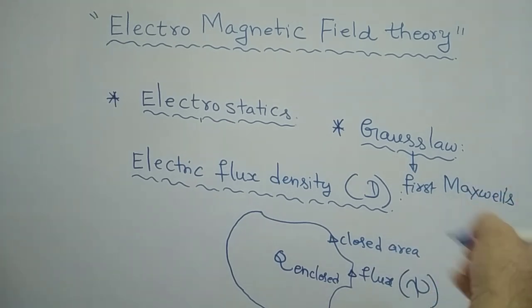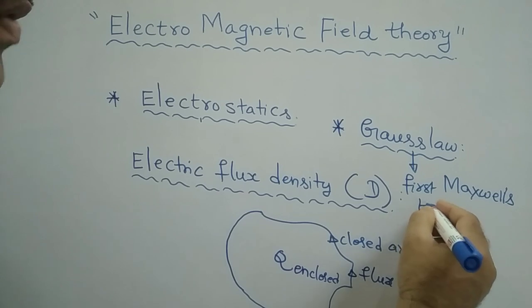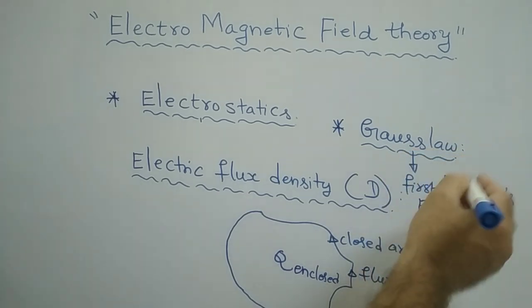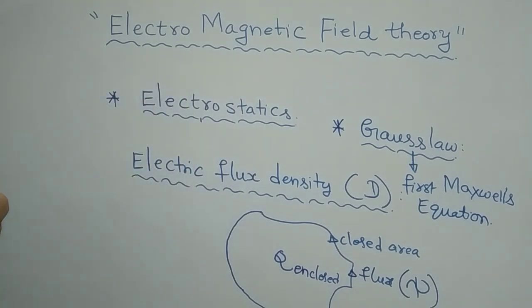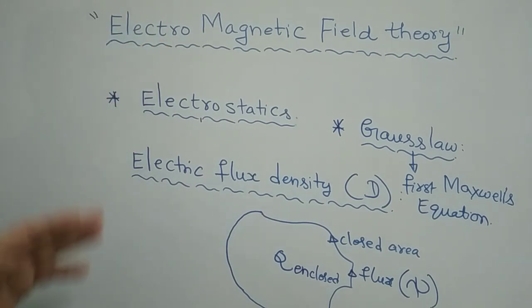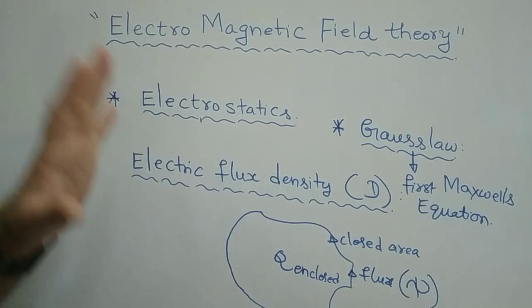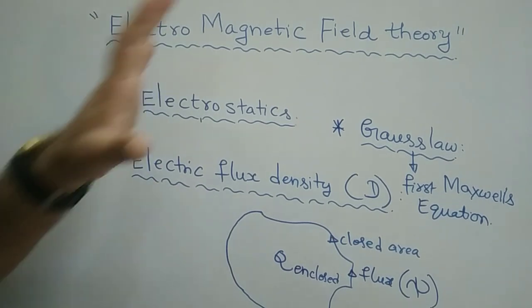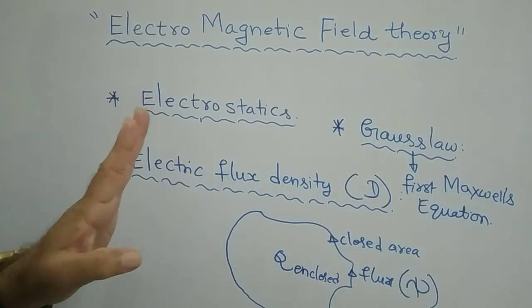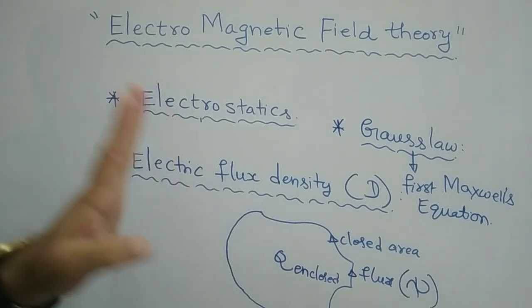Soon we will see these equations. Maxwell's equations. This is the first form of Maxwell's equation, or first Maxwell's equation. Because, as I already told in the first presentation of this subject, Maxwell's equations are the very important core heart of this subject. Maxwell's equations. So in Maxwell's equations, basically you have four equations.